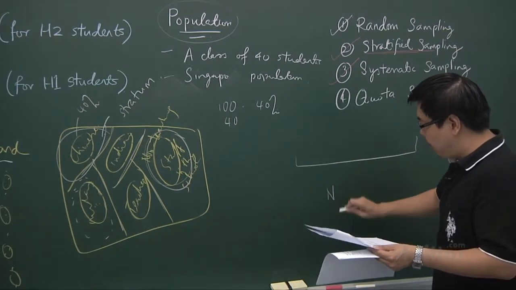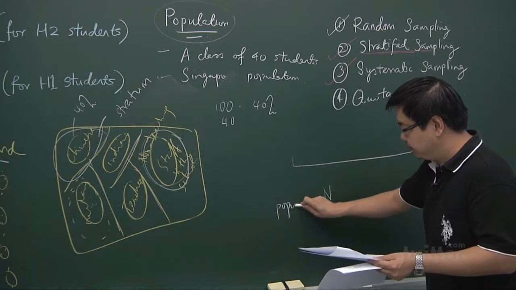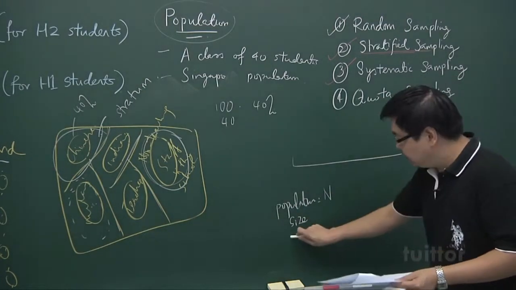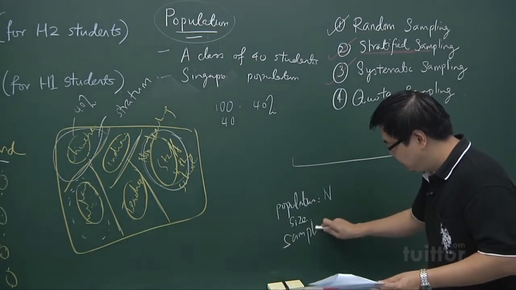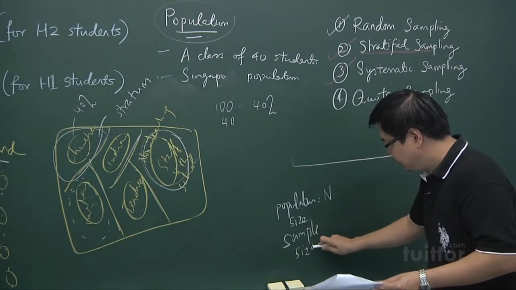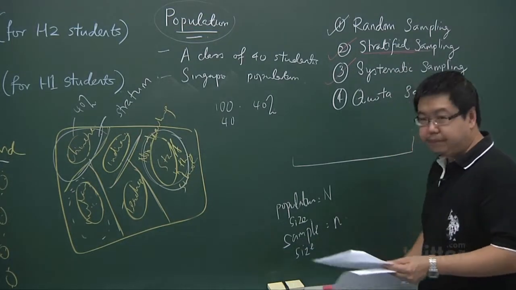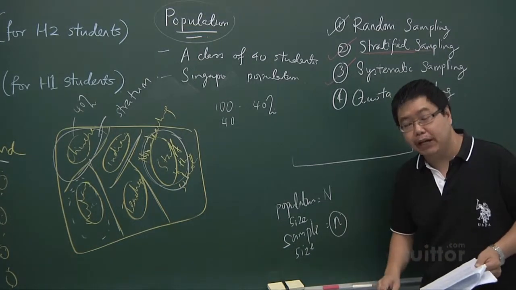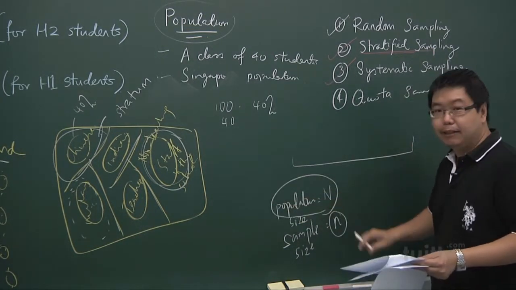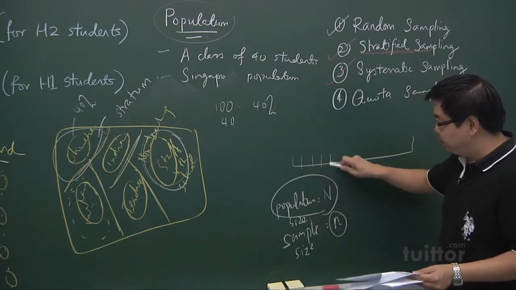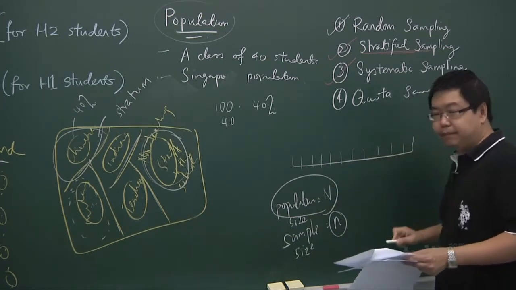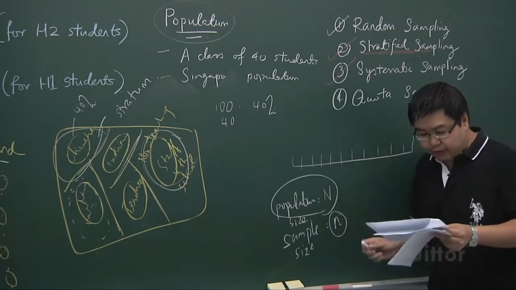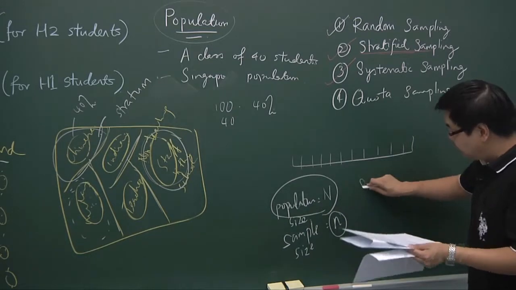Suppose we have a population size of capital N, and our sample size is small n. Okay? Small n. That means we want to pick a sample of size small n from a population of size capital N. So these are all the people in the population. Okay? So we are interested in picking a sample of size small n. So what we will do is use this thing called the sampling interval.